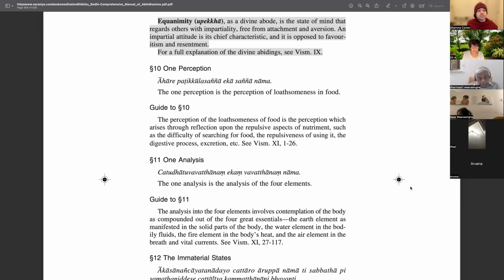The loathsomeness, ahara patikula sanya, is one where the Buddha also says to consume food as if a mother consuming the flesh of her only child in the desert. Remember the story, everyone? In the desert, right? The father and mother and a small infant child.